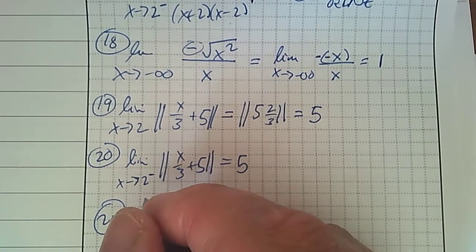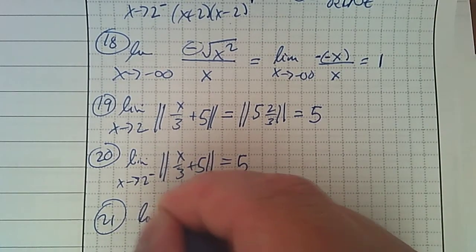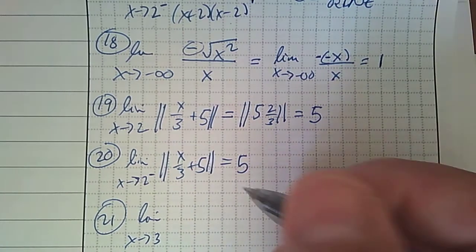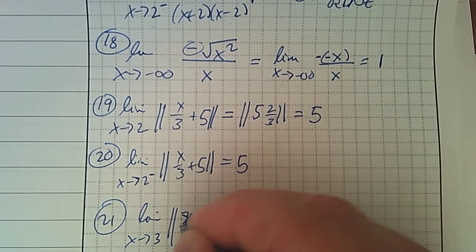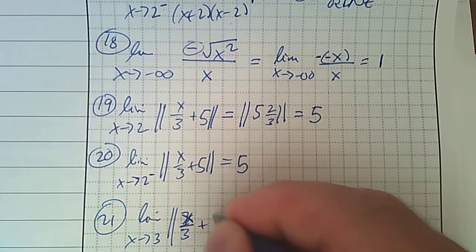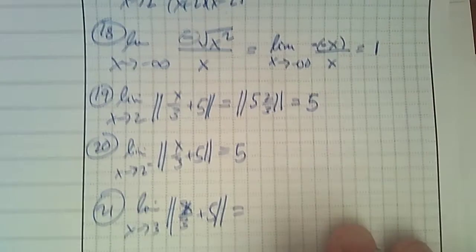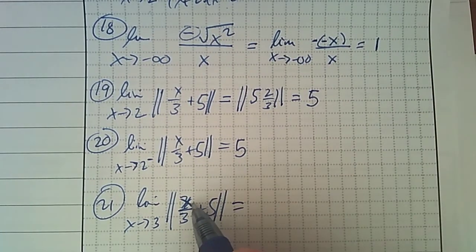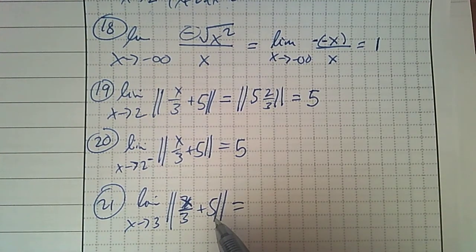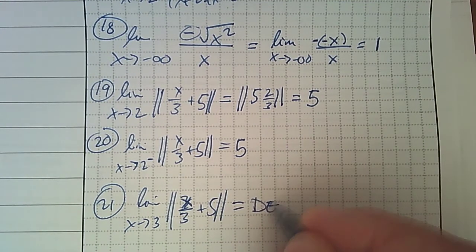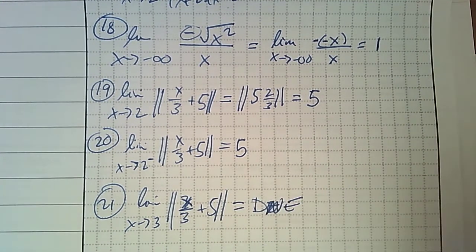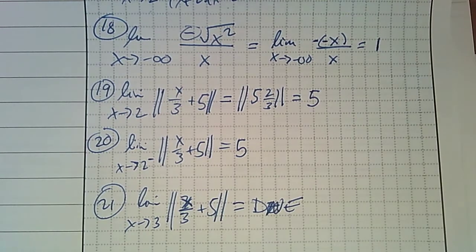The last of these type of limit questions. The limit as x approaches 3. Oh, here it is. And it's the greatest integer of x divided by 3, plus 5. So what happens here is when you substitute 3 in, 3 divided by 3 is 1, and 1 plus 5 is 6. It is an integer. So whenever you have an integer answer, at every integer there's a jump. And if there's a jump in the graph, the limit does not exist. Right side does not agree with left side.